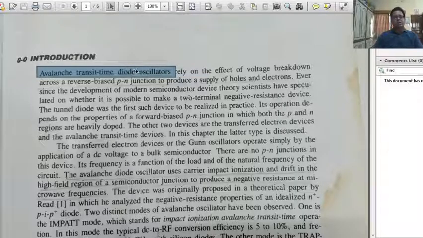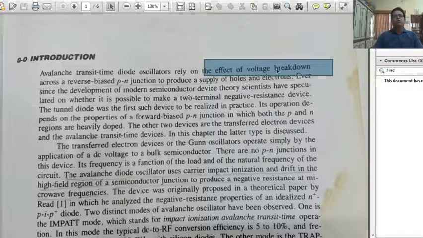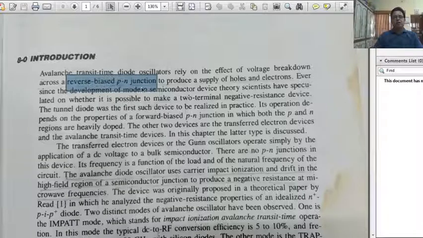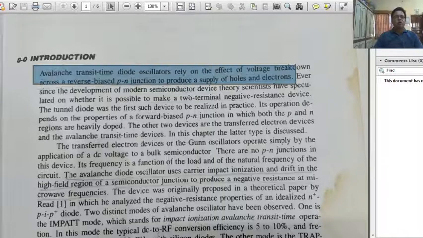Avalanche transit time diode oscillators rely on the effect of voltage breakdown across a reverse biased PN junction to produce a supply of holes and electrons. This is a very important paragraph for you. This is a very important statement for you.